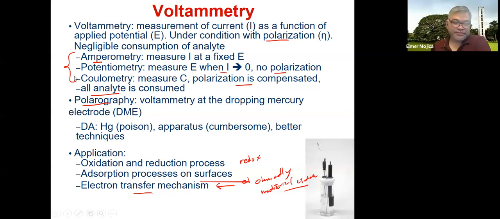polarography. And when it was known as polarography, what can we say about it? It's a voltammetry at the dropping mercury electrode. But what is the disadvantage of polarography? Polarography makes use of mercury, which is poisonous, and the apparatus is cumbersome. I'll show you a photo of the hanging dropping mercury electrode. And better techniques have been developed since.